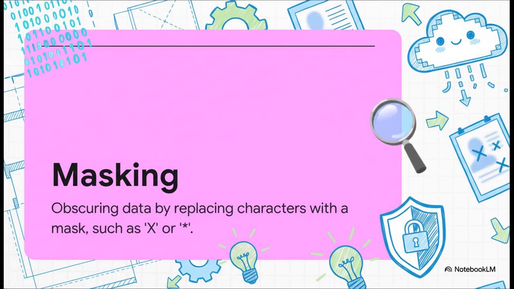Honestly, the best way to think about this is like a digital black marker. You're just permanently covering up sensitive parts of the data. It's simple, it's fast, and this is key, it's irreversible. Once it's masked, it's gone for good. This is perfect for when you need to show partial info, like the last 4 digits of a credit card, where you never actually need the full value again in that specific context.